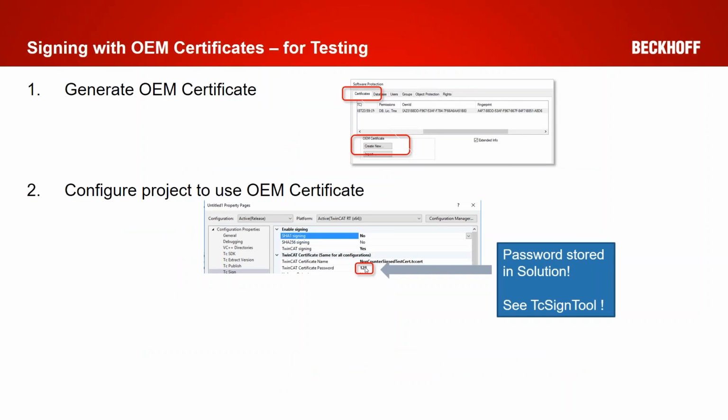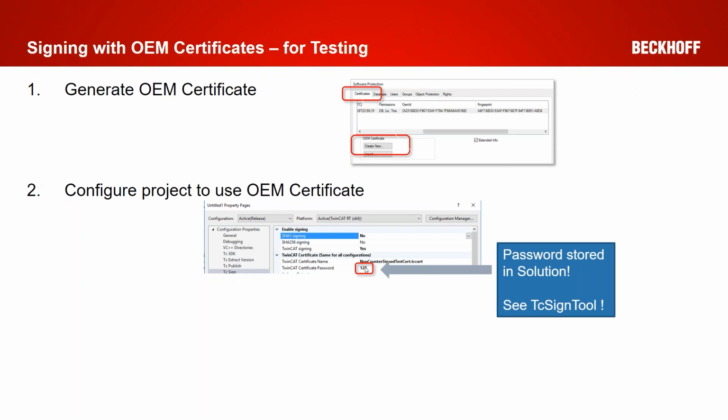Okay, so how to generate such a certificate? There's one menu, software protection, within the engineering environment, and you have a button, create new. Then you are providing some information, and that's it. That's a file on the disk, the certificate. Within your C++ project, you would configure within this property page, which is also new in 4024, the certificate name, so the name of the file, together with the password.